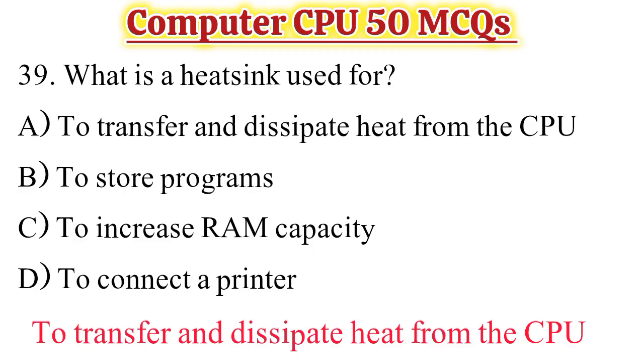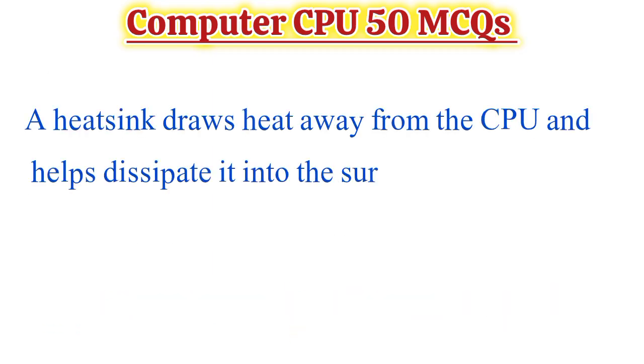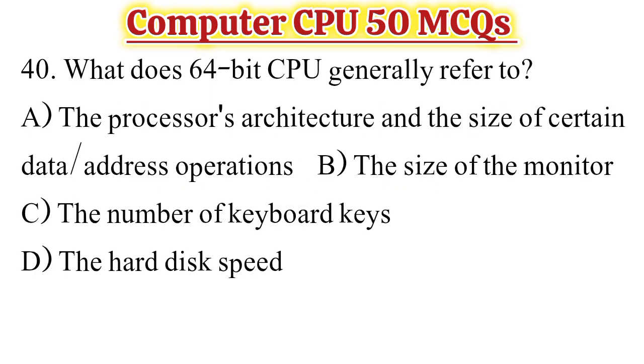Answer: to transfer and dissipate heat from the CPU. A heatsink draws heat away from the CPU and helps dissipate it into the surrounding air. 40. What does 64-bit CPU generally refer to? A. The processor's architecture and the size of certain data/address operations. B. The size of the monitor. C. The number of keyboard keys. D. The hard disk speed.